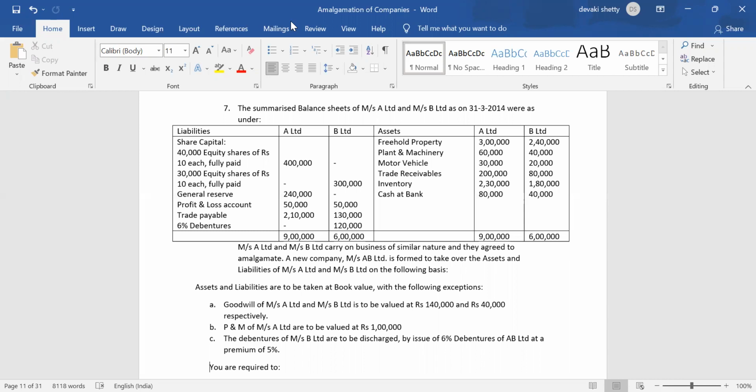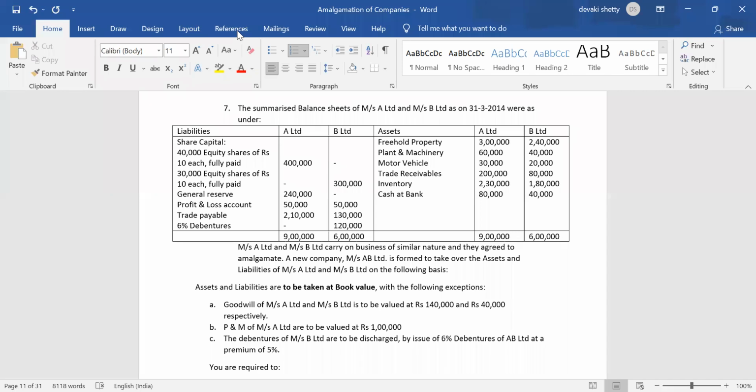Assets and liabilities are to be taken at book value. Assets and liabilities of both the companies are to be taken at book value with the following exception. Goodwill of A Limited and B Limited is to be valued at rupees 1,40,000 and rupees 30,000 respectively. Goodwill is given. Plant and machinery are valued at rupees 1 lakh.